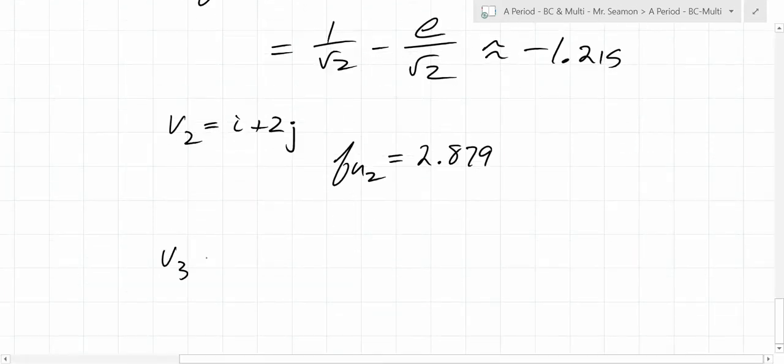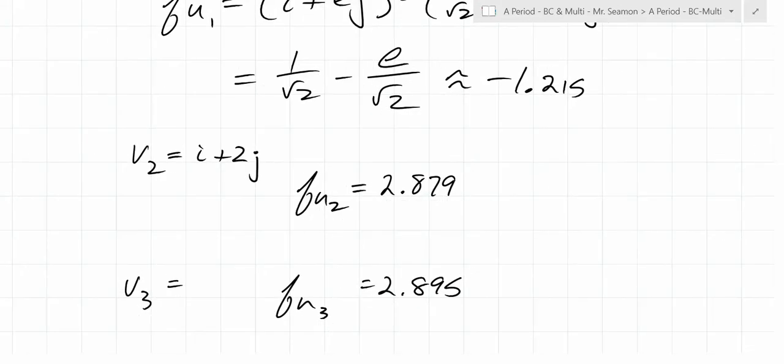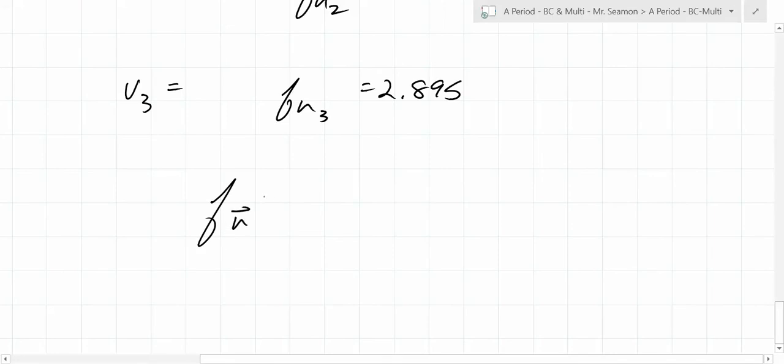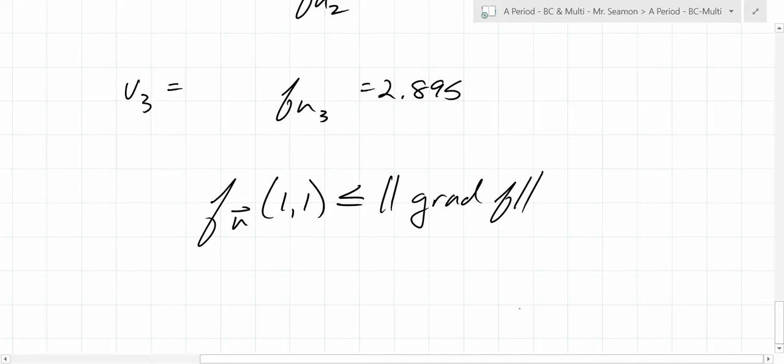And v3? 2.895. f_u3, right there. Good. So here's the thing. So negative, positive, positive. You know that f_u at 1, 1 has to be less than or equal to the magnitude of what? Magnitude of the grad of f, exactly, because you know that the directional derivative is that times cosine theta. Cosine theta maxes out at 1. Well, if you wanted the maximum of this, you just do the magnitude.